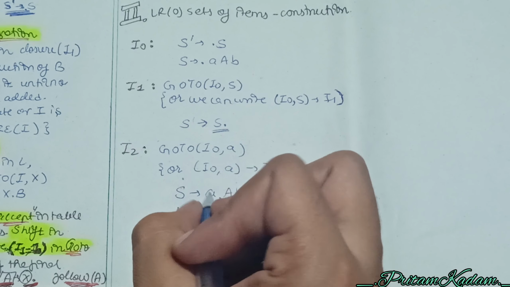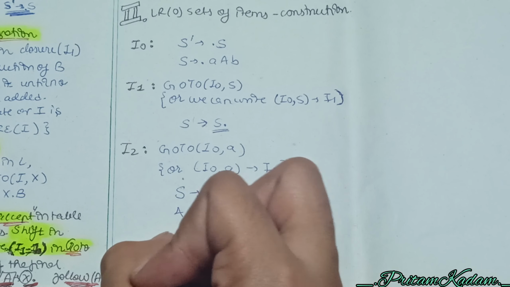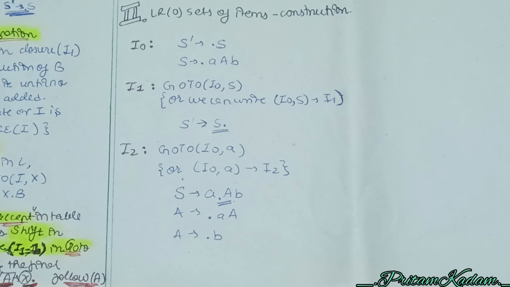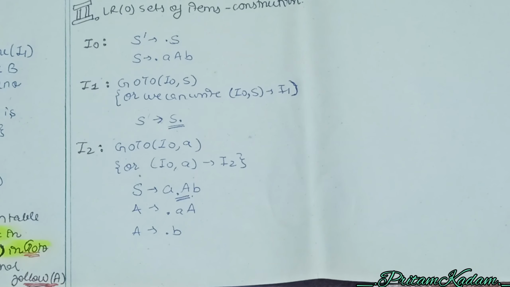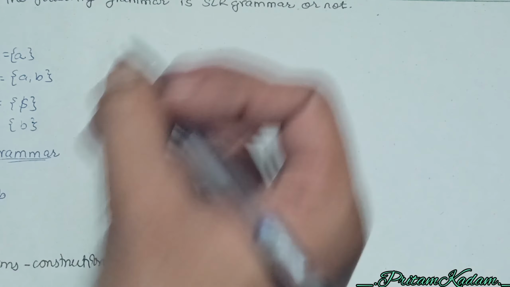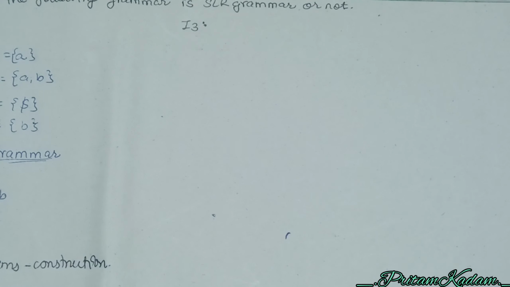So A gives dot small a capital A, and we have to write the dot before small a, and over here before the small b. Now we have written the go to for both the productions of the I0 state. Now we will proceed ahead. As I1 is already complete, we will proceed to I2. In I2 we have to shift the dot.